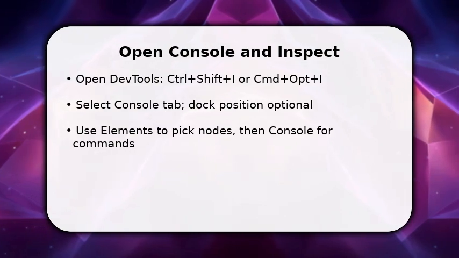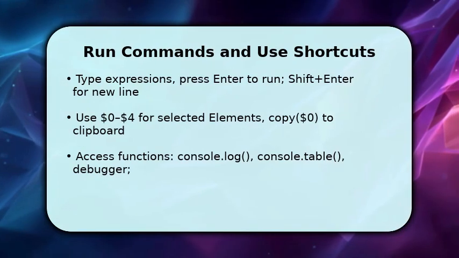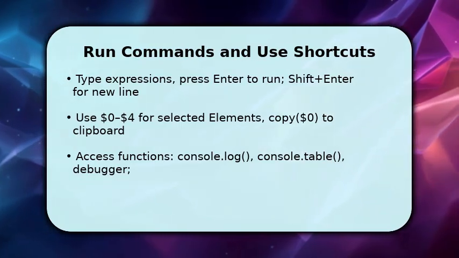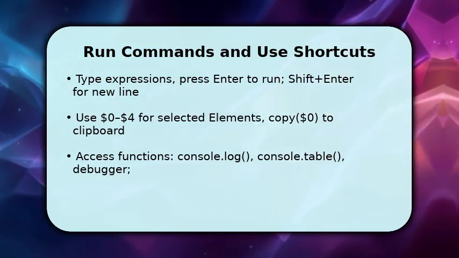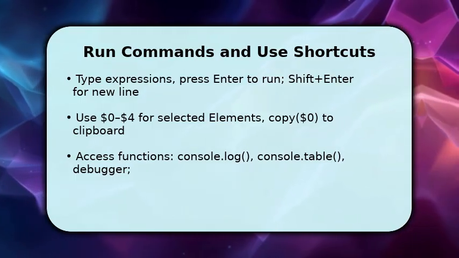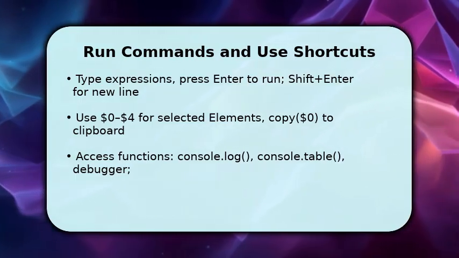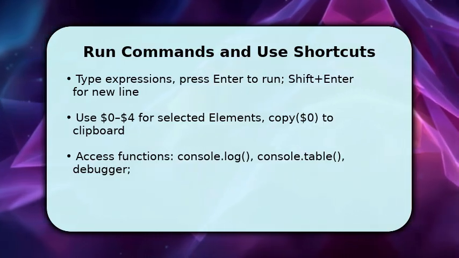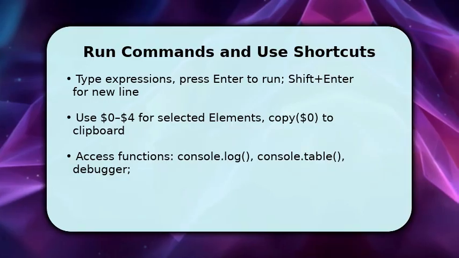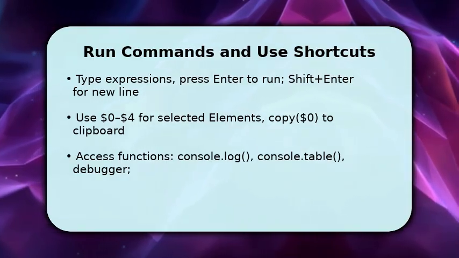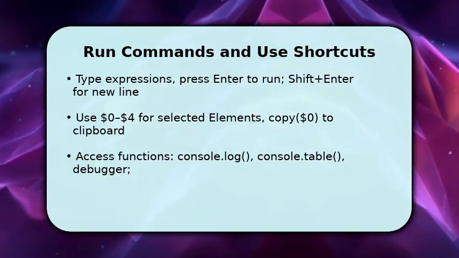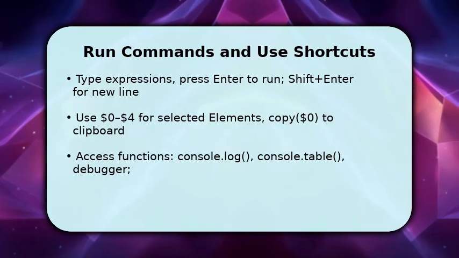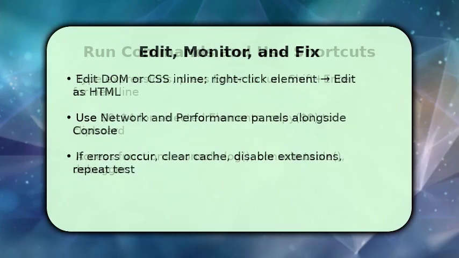You now run real commands. Type JavaScript expressions and press Enter to execute. Use Shift+Enter for multi-line code. Once you've selected an element in Elements, reference it quickly with $0 through $4. For example, copy($0) sends HTML to your clipboard. Also, use console.log to print values, console.table for arrays or objects, and insert debugger to pause execution. These shortcuts speed up testing and let you finish by making changes and monitoring results.